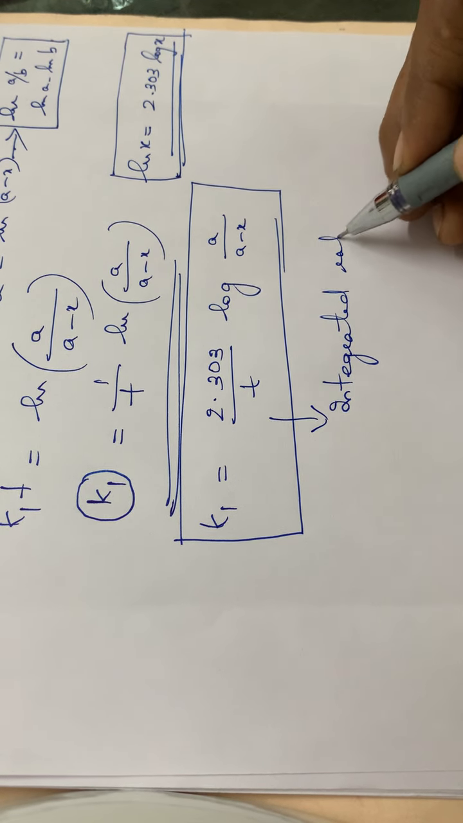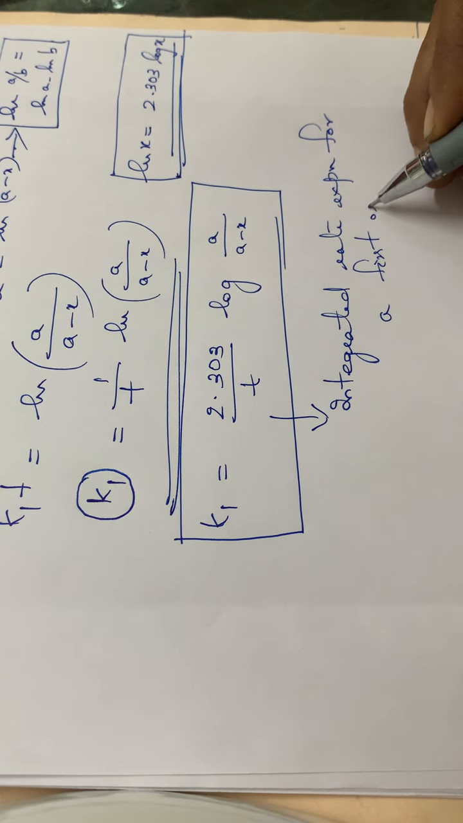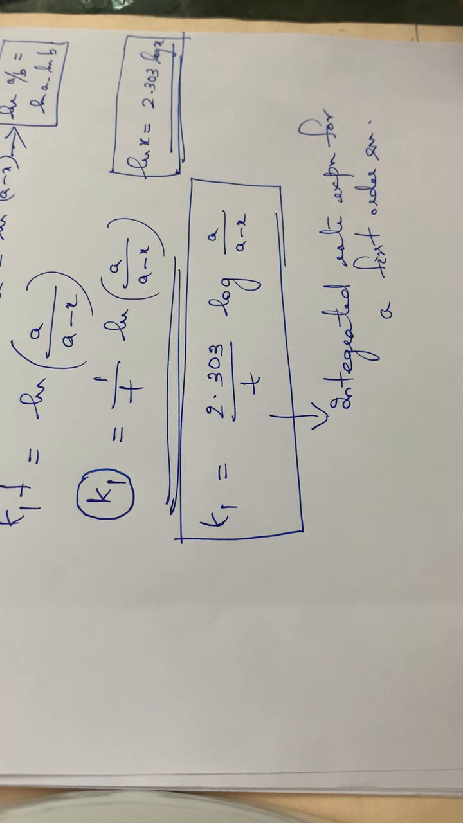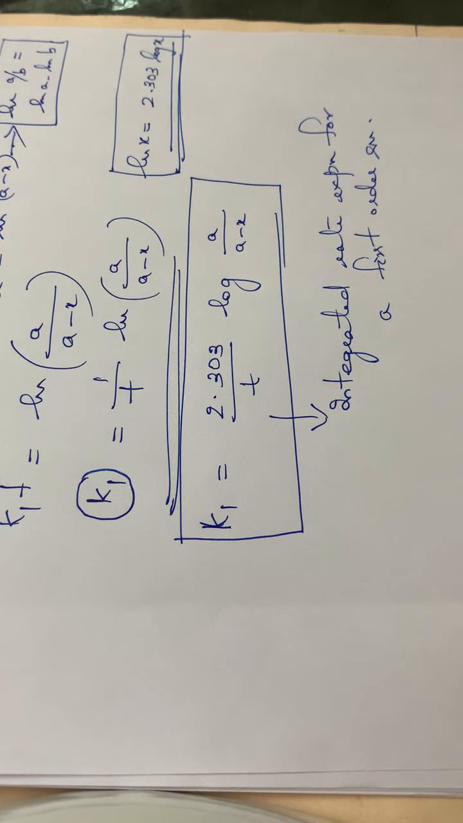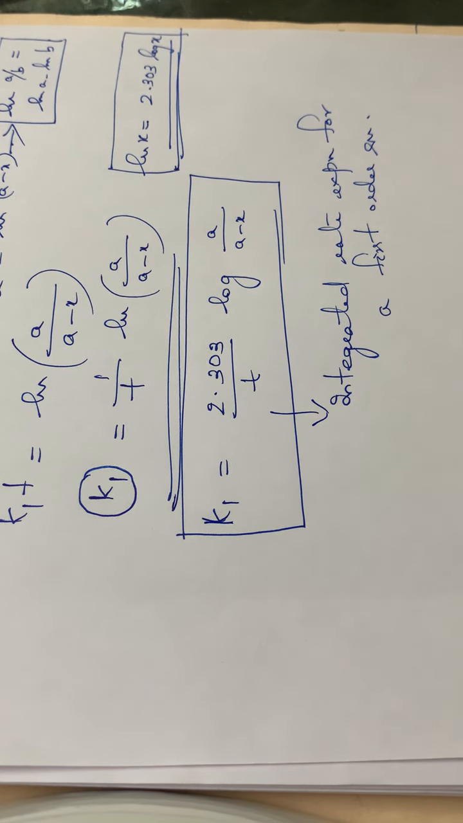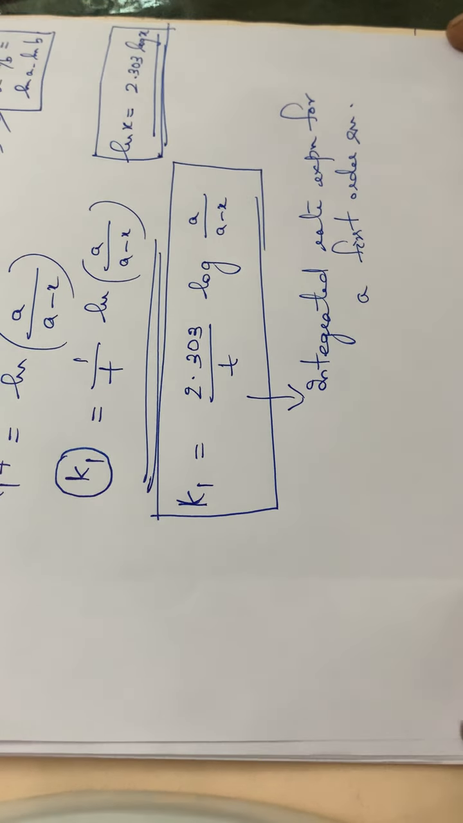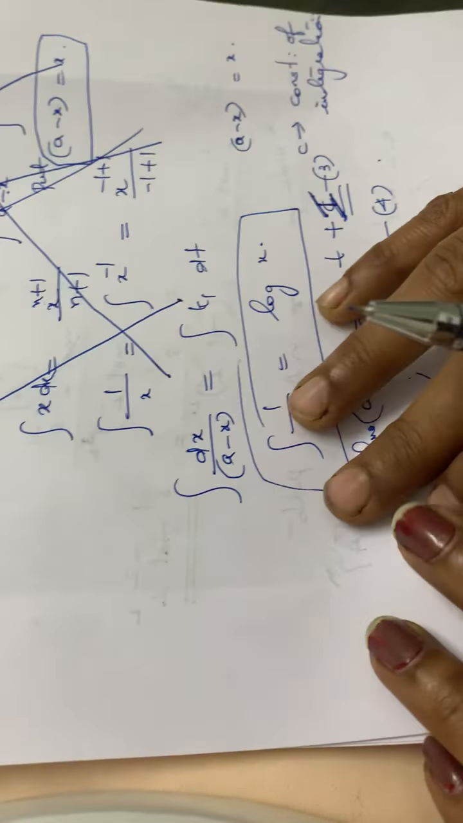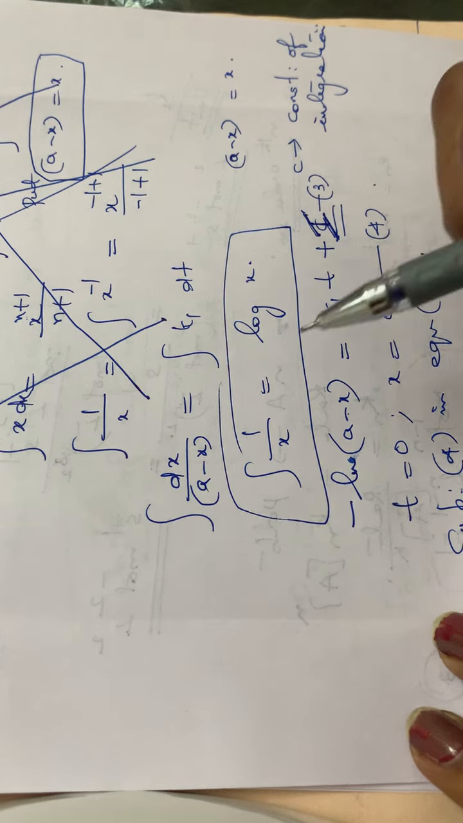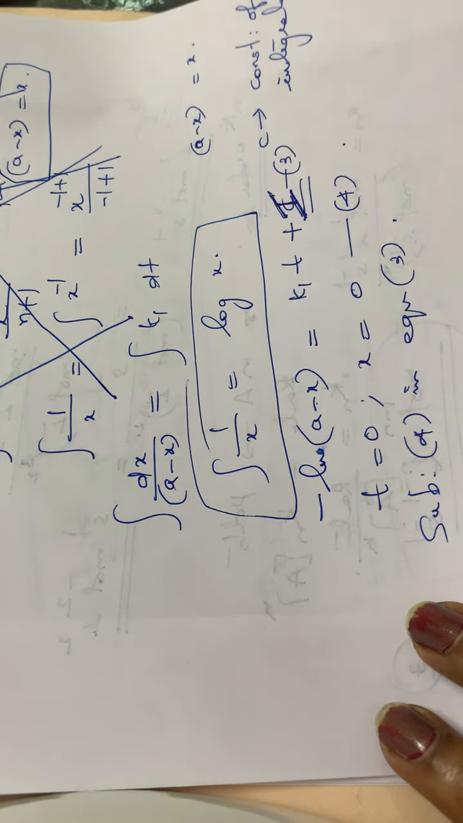Integrated rate expression for a first order reaction: k1 is equal to 2.303 by t log A by A minus x. So this is the derivation for a first order reaction. Similarly, you have to do all the other ones also, second and third. Hope you are clear up to this. Only here you have to do this integration: the integral of 1 by x is equal to log x.